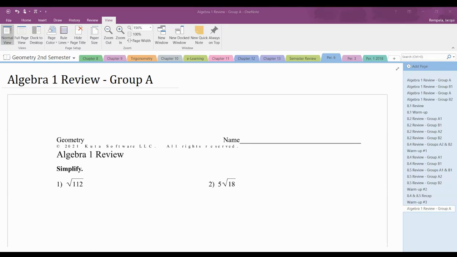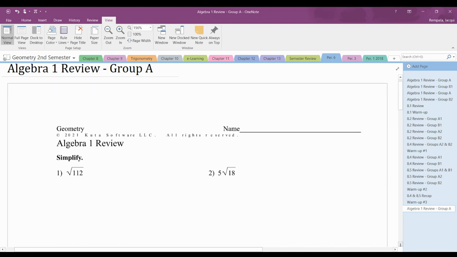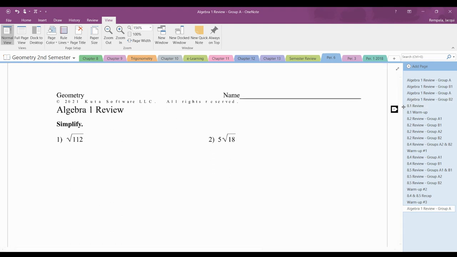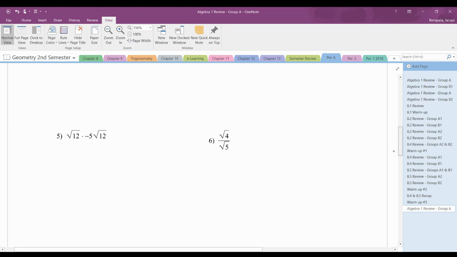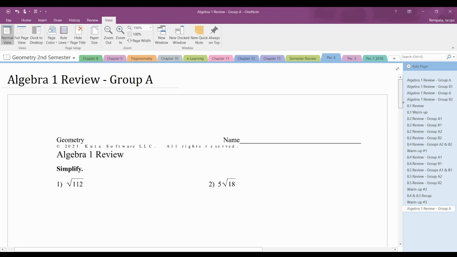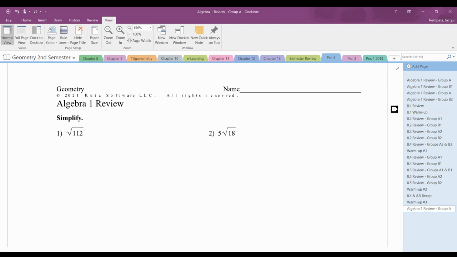Today we're going to be looking at an algebra review of concepts that are going to be very important in chapter 9. In the guided note packet, the very first page, you should see this Algebra 1 review. We are going to be reviewing concepts such as radicals and doing some more with factoring. So this first page is what you should see in your guided note packet.